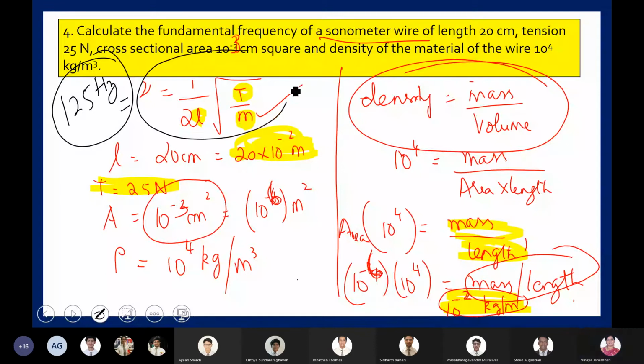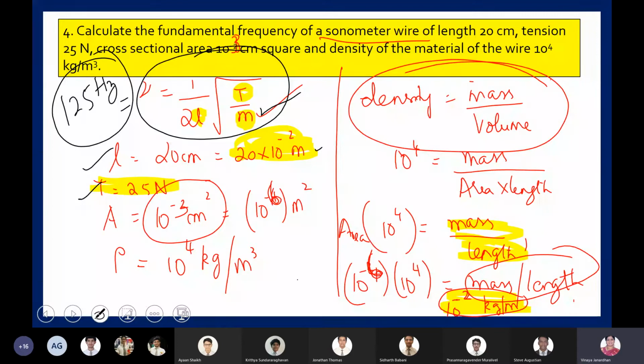So this is the formula. Nu is equal to 1 by 2L root of T by M. Now the question is, boys, the value of tension is given as 25 Newton. The length of the wire is given as 20 centimeter. What we need to find is the mass per unit length. Are you clear, boys? The length is given as 20 centimeter. You are converting it to meter: 20 into 10 to the power of minus 2 meter.